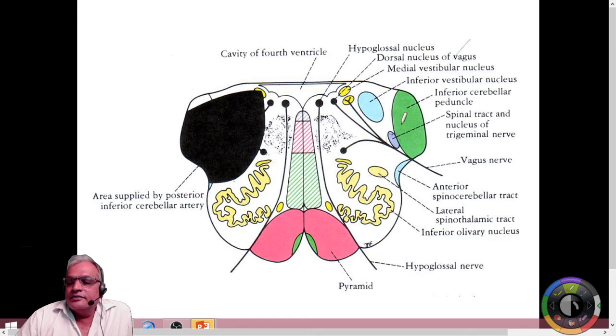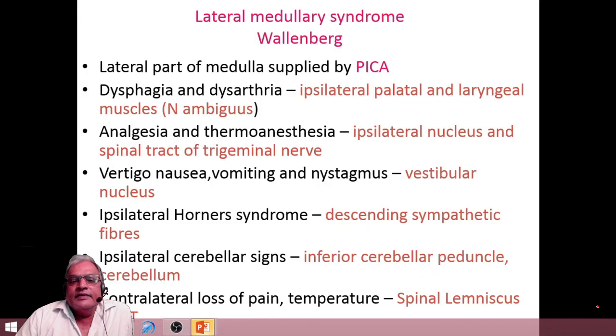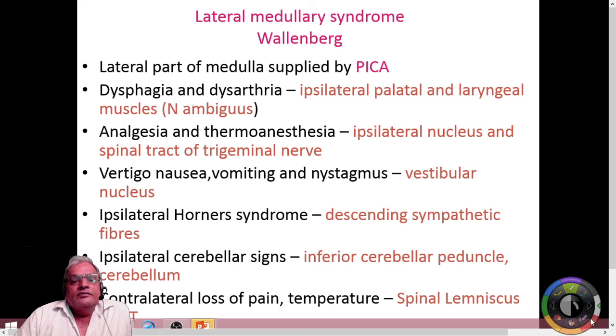So when that is gone, you find that one side of your face, you don't feel: ipsilateral analgesia and thermoanesthesia because of the infarction of the ipsilateral nucleus and spinal tract of the trigeminal nerve. Then vertigo, nausea, vomiting, and nystagmus because of the lack of balance and the vestibular nucleus, which is affected.